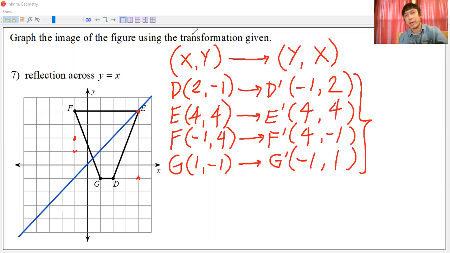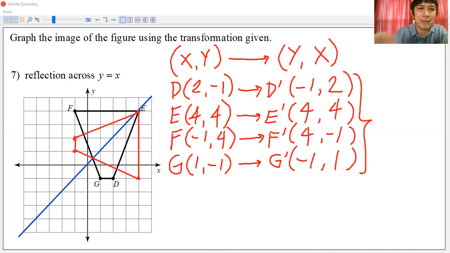Let us connect the points. The line of reflection is diagonal, so you have to see it this way. Okay, so let us draw it. This is it, and then going there, and then going there, and of course that one. All right, that looks correct.